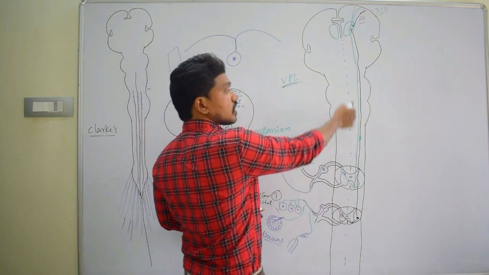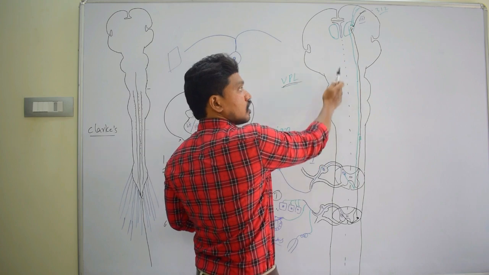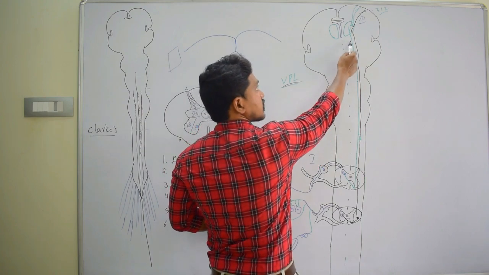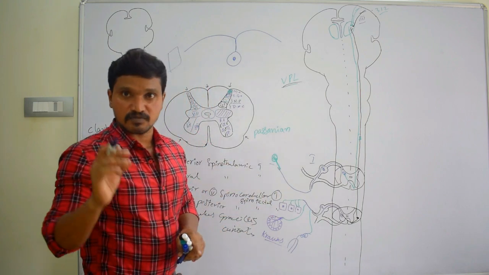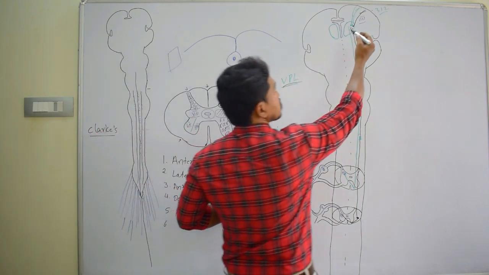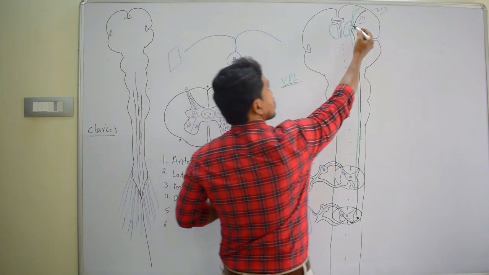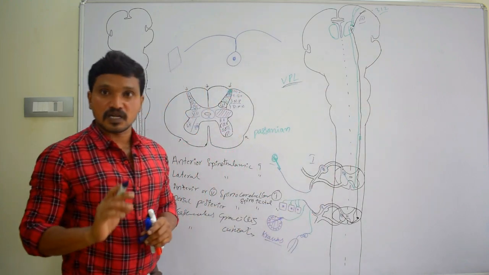Then they pass through the spinal cord, the brainstem and the internal capsule, and reach the ventral posterior lateral nucleus of the thalamus. Then third order neurons start from the same nucleus and reach area 3, 1, 2.